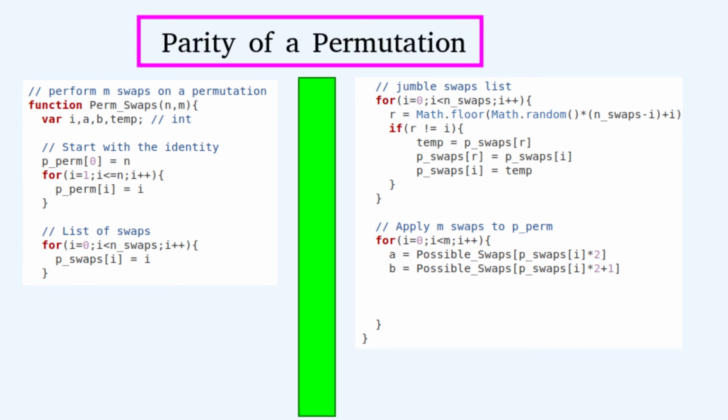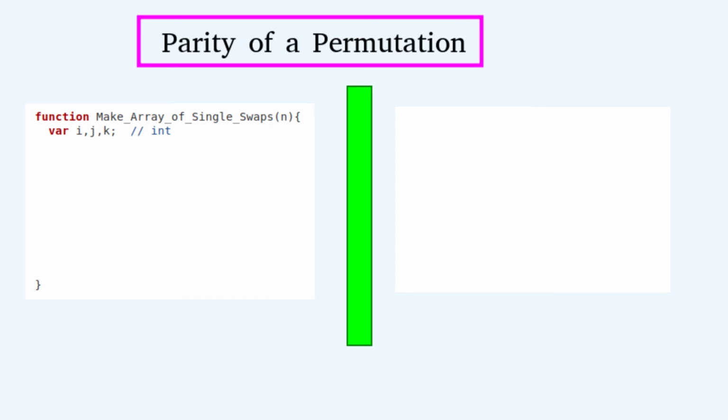We'll get two locations to swap from a list of possible swaps. We'll calculate this array in another function, which we'll describe a little bit later. Then we'll swap the two elements at these two locations, given by A and B. So here's the function that creates an array of swaps. K is the index variable to the list of swaps.